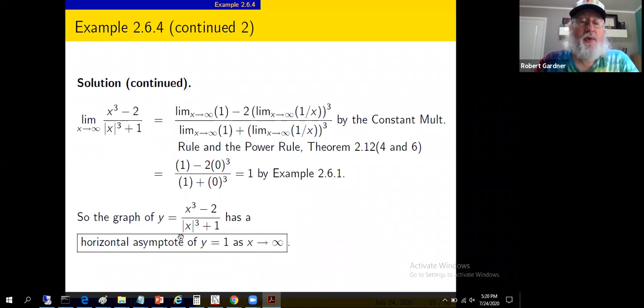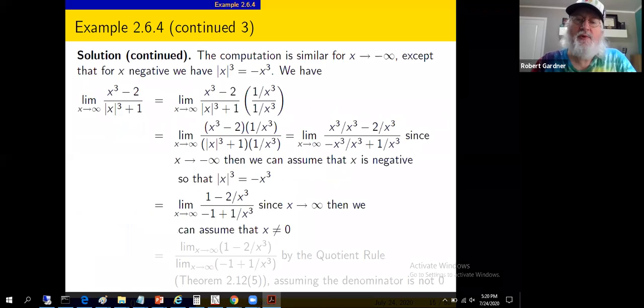So this function has a horizontal asymptote of y equals 1 as x approaches positive infinity, because the limit as x approaches positive infinity of f of x equals 1. y equals 1 is a horizontal asymptote of that function. But this is only half of it. We've got to consider the limit as x approaches negative infinity as well. Well, it's largely the same, but for one little part.